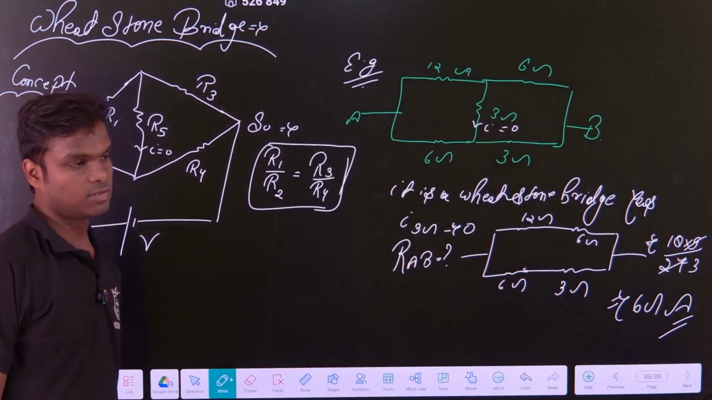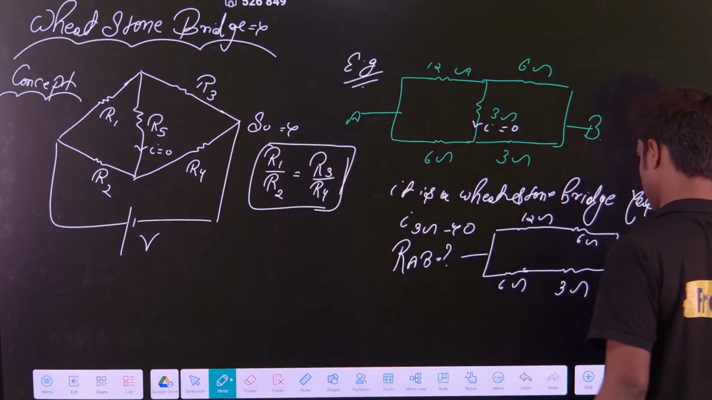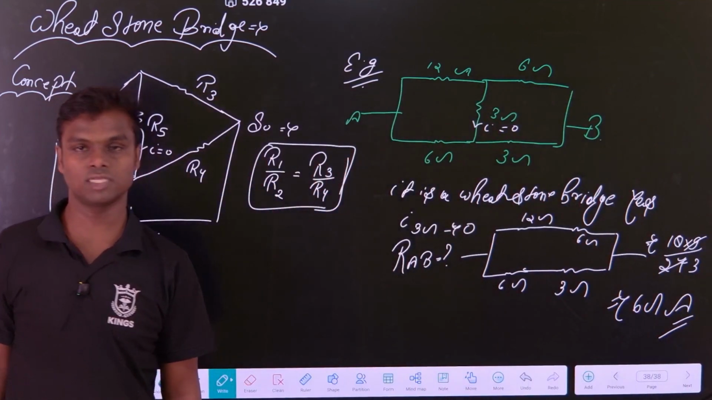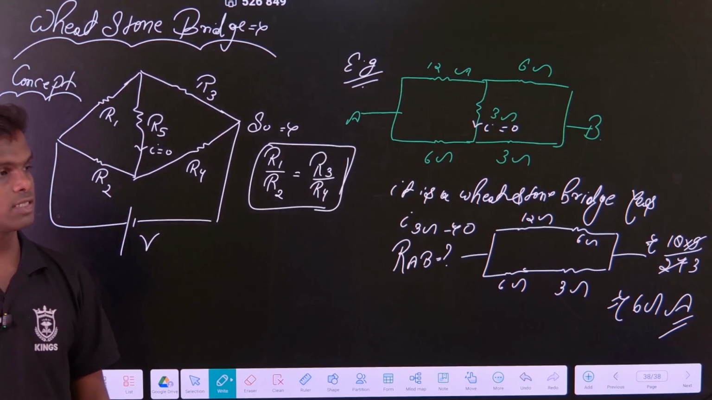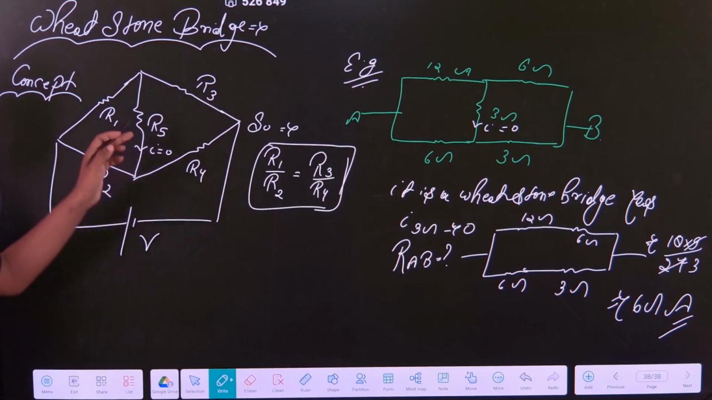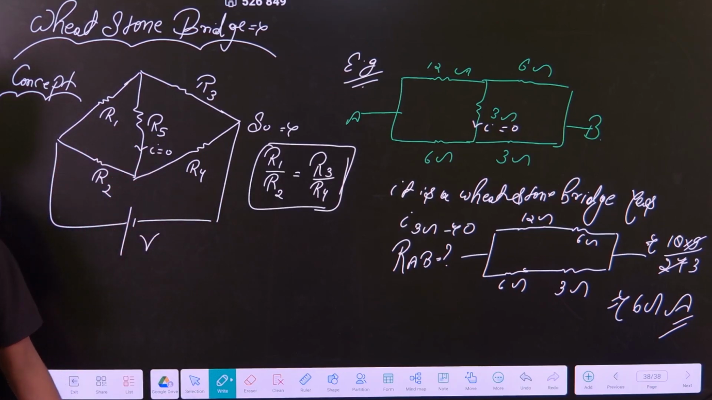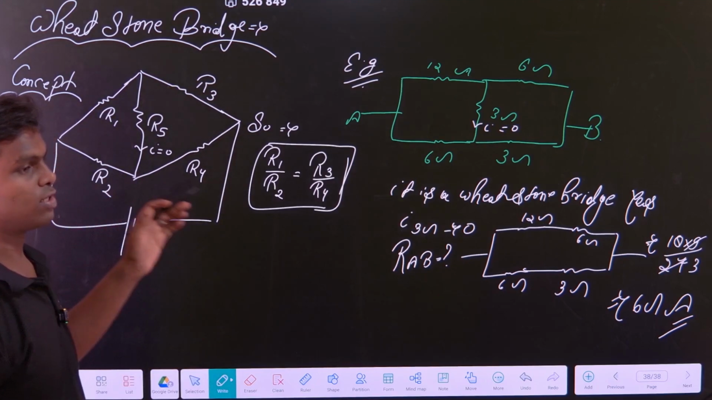This is one example on the Wheatstone bridge. Have you understood the concept? Whenever there is a Wheatstone bridge, you simply have to remember that the current in the middle resistance, when this condition is fulfilled, is always 0, and then we can remove that resistance from the circuit for the calculation point of view.